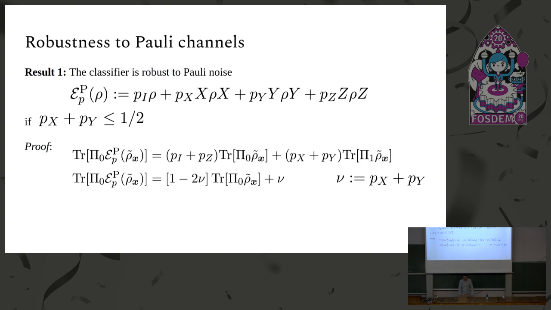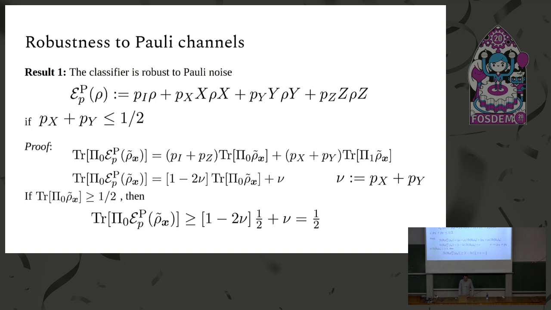And now you just need to argue as follows. So this is the guy that determines what our classification is in the noiseless case. And if that's greater than or equal to a half, then all you do is substitute that into this equation, and you see that the noisy prediction is also greater than or equal to a half. So you have robustness here. That's how we define robustness. And in the other case, you can flip it around, and if it's less than a half, you can show the same thing.